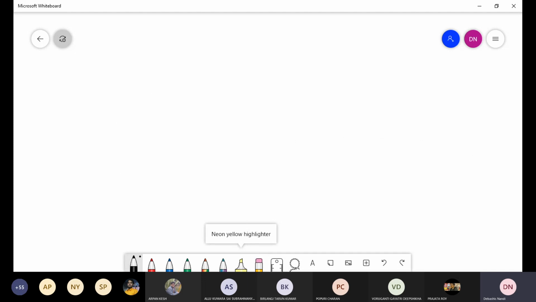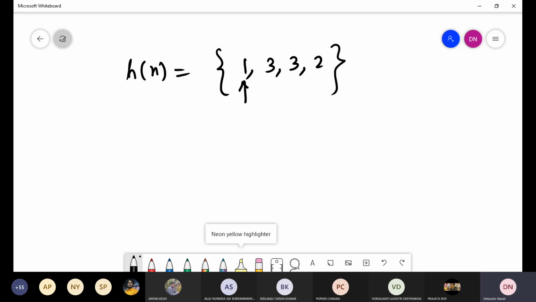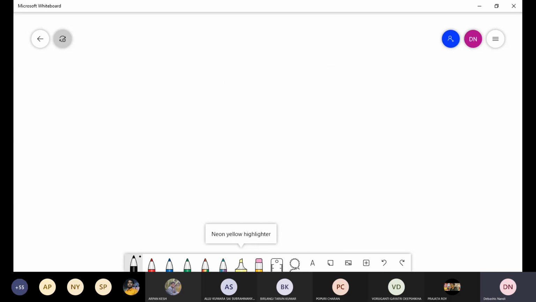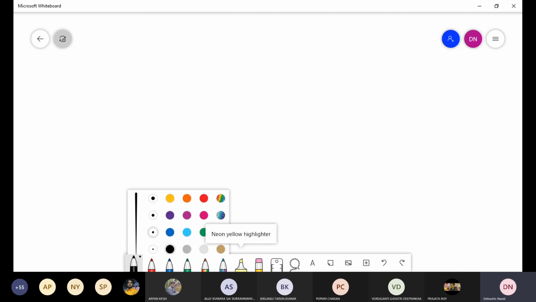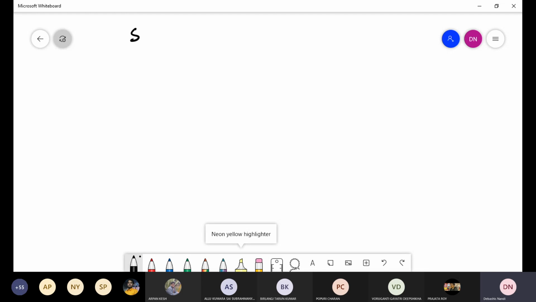And for a system, if h of n is given like this, 1, 3, 3, 2, and the arrow sign is given here at the leftmost component, in that case it is causal. So causality of an LTI system can be determined by just observing the impulse response of the system. Clear? And then I want to discuss the stability of the system.